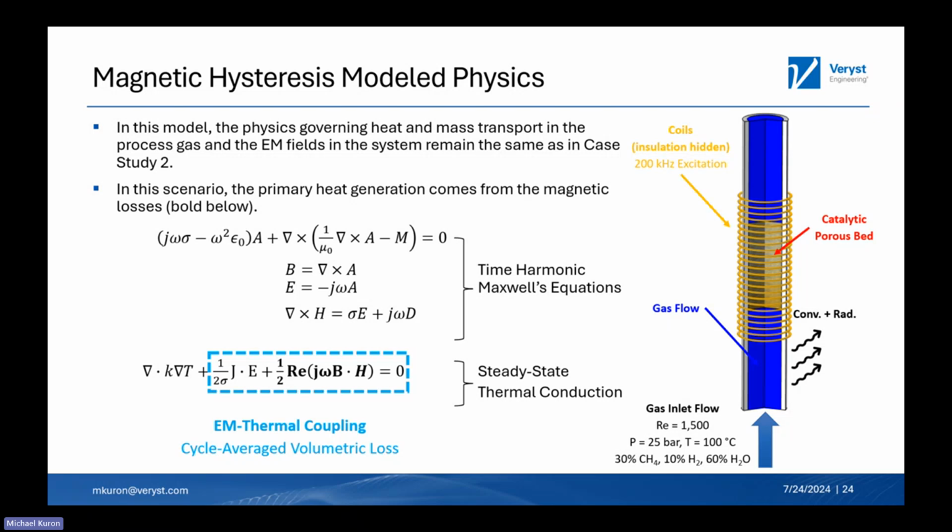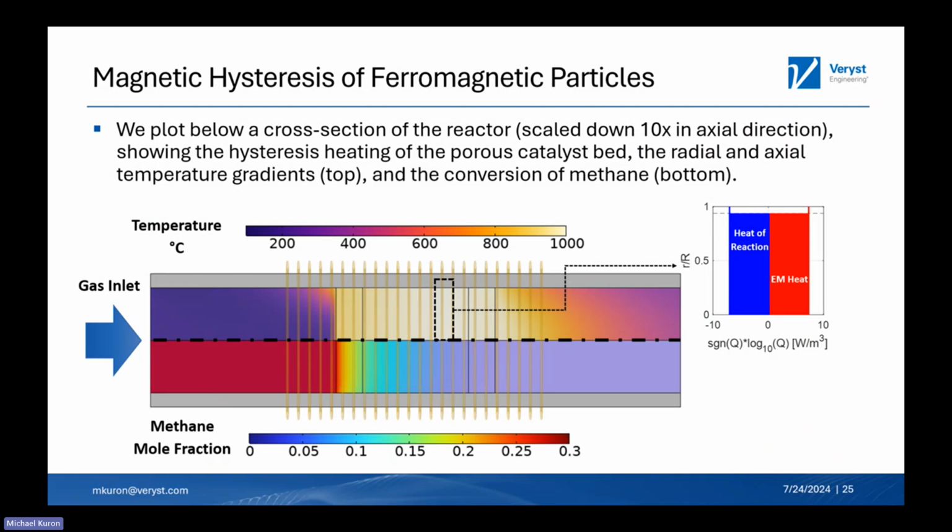So again, we model the same general system in terms of the flow rates and composition of the inlet. Here we excite the coils at a higher frequency, which we find to be more effective. And again, we plot the distribution of both the electromagnetic heat as well as the heat of reaction.